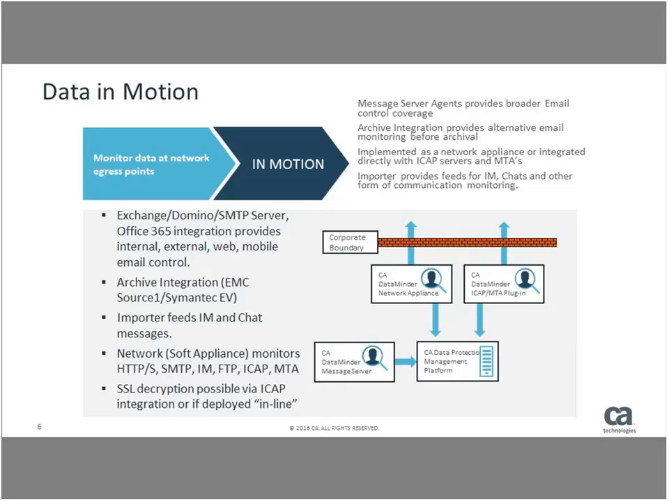Importer can read various feeds from IM and chat, like Bloomberg and Reuters, and can apply policies on any of those IM, chat, or various forms of communications that were happening. Similarly, like email, activities on the network through MTA and web activities can be monitored by integration with the ICAP agent, which is a uniqueness of data in motion. SSL decryption is possible when the ICAP integration is enabled.